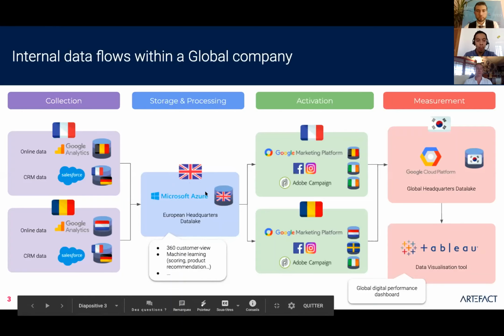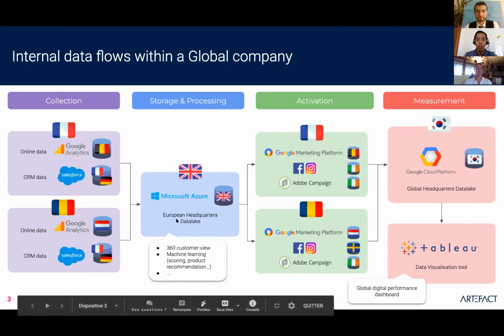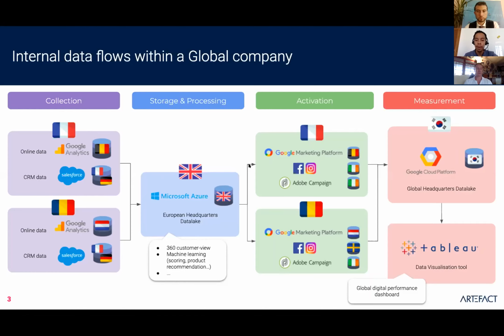Okay, so once you have this data collection, then this data is enriched. You need to send it for activation purposes. So in order to activate, for instance, you can send it to Google Marketing Platform in order to operate paid media display or search campaigns, or on social media, on Facebook, on Instagram, or to Adobe Campaign, which is a marketing automation tool in order to send emails.